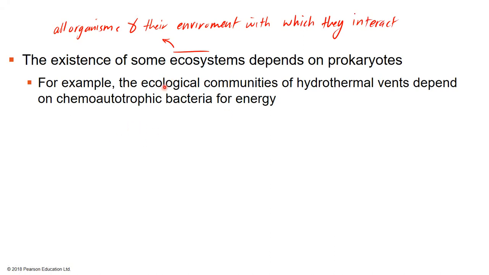So there is an example of the ecological community in the hydrothermal vents that depends on the presence of chemoautotrophic bacteria, because this bacteria will provide energy for other organisms in these hydrothermal vents. Okay. So these hydrothermal vents, I don't know what they are called in Arabic, but these are basically openings in the earth crust.